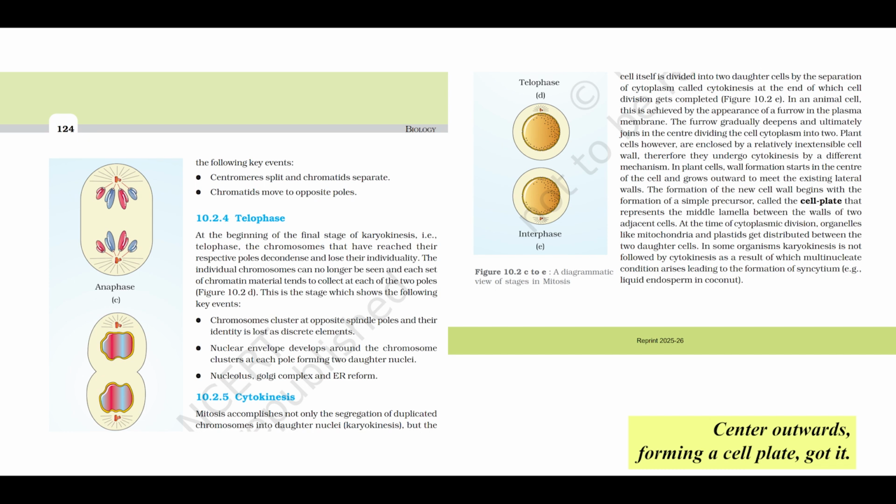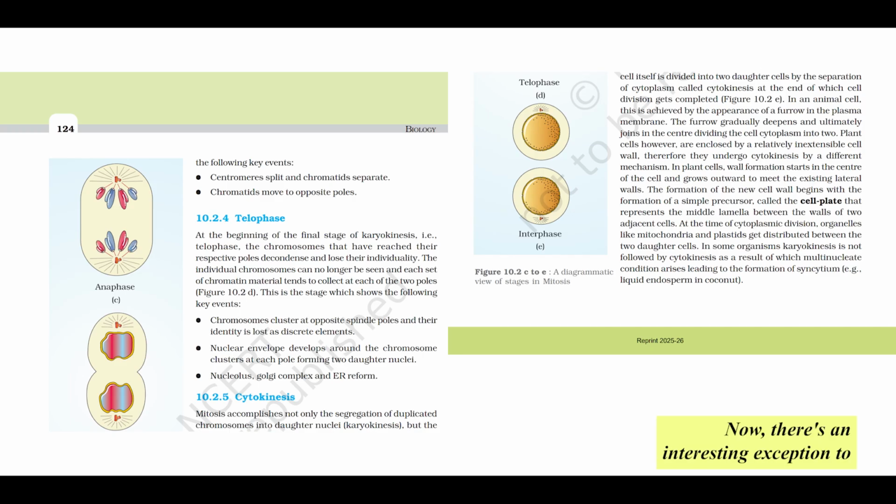Got it. What about organelles like mitochondria? Good question. During cytokinesis, organelles like mitochondria and, in plants, chloroplasts get distributed roughly equally between the two daughter cells. They don't divide precisely, but they segregate so both cells get a share.